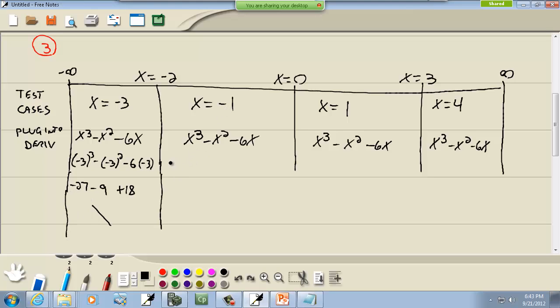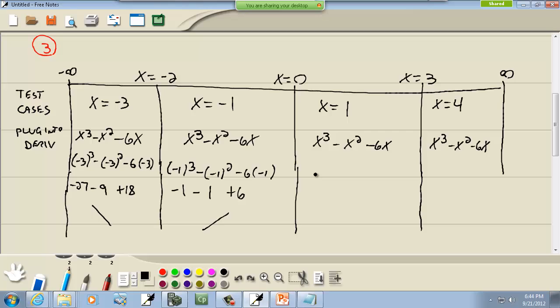Here I'm going to plug in negative 1. So we got negative 1 to the third minus negative 1 squared minus 6 times negative 1. Negative 1 to the third is negative 1 minus negative 1 squared is 1. Negative 6 times negative 1 is a positive 6. I don't know what that is, but it's positive, so it's increasing. Again, I emphasize that you do not have to solve it completely. You're just looking for what the sign is.